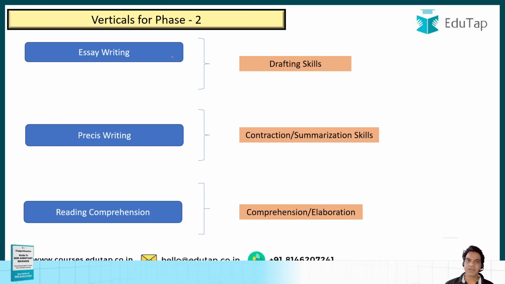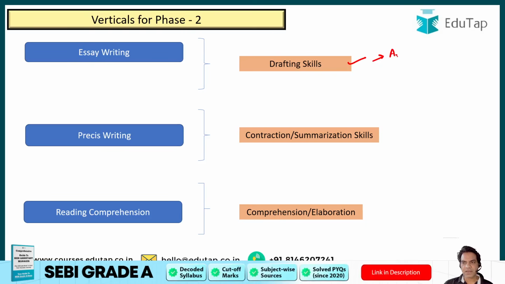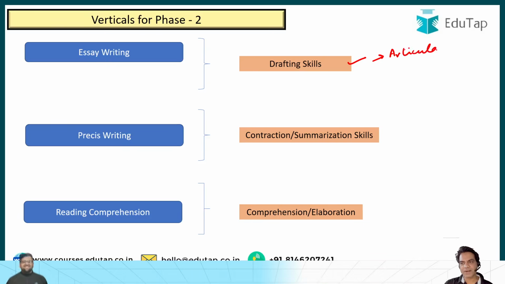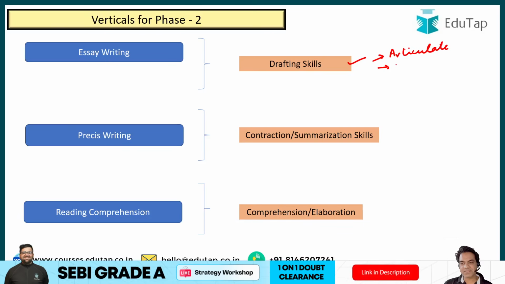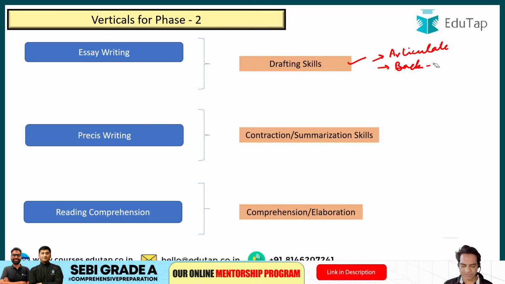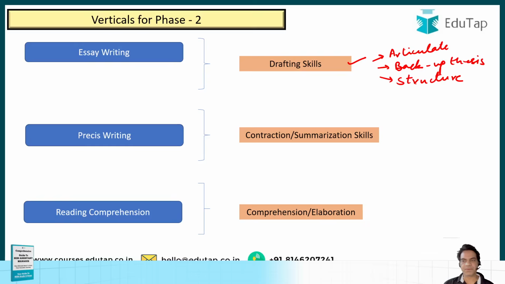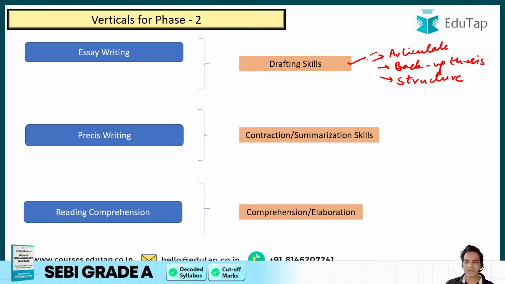Now for essay writing, you will be tested upon your drafting skills. Your drafting skills include your articulation, how well you articulate your ideas, your backup thesis, how backed up your thesis is. By backup thesis, I mean what facts and data you use to provide relevancy to your answers. And third is the structure of your essay. Do you target and discuss the essay holistically, or do you just write your essay on the basis of your opinions? That is what constitutes your drafting skills.